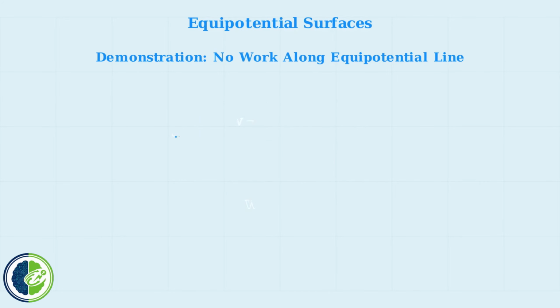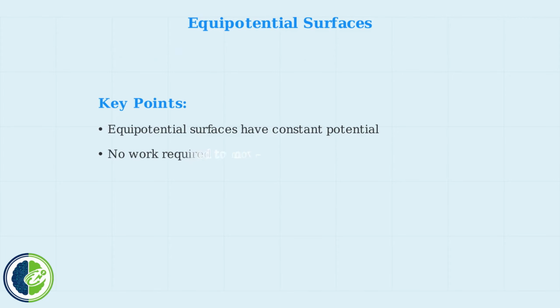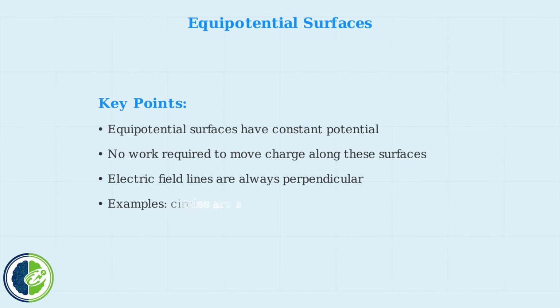Now let's demonstrate the key principle. Watch as we move a charge along an equipotential line. Since the potential is constant, no work is done regardless of the path taken. Remember the fundamental relationship. Electric field lines are always perpendicular to equipotential surfaces. This perpendicular relationship ensures that moving along an equipotential surface requires no work.